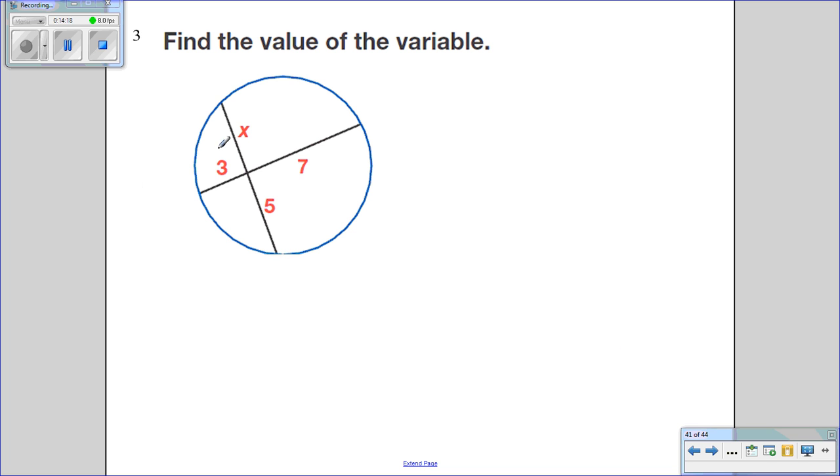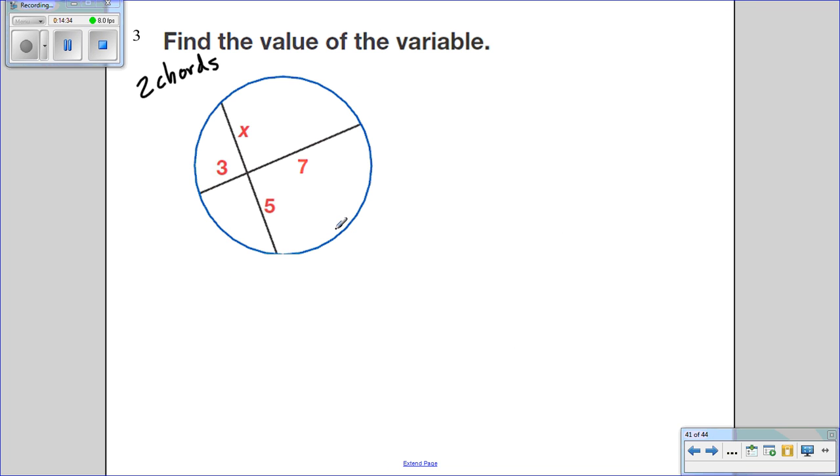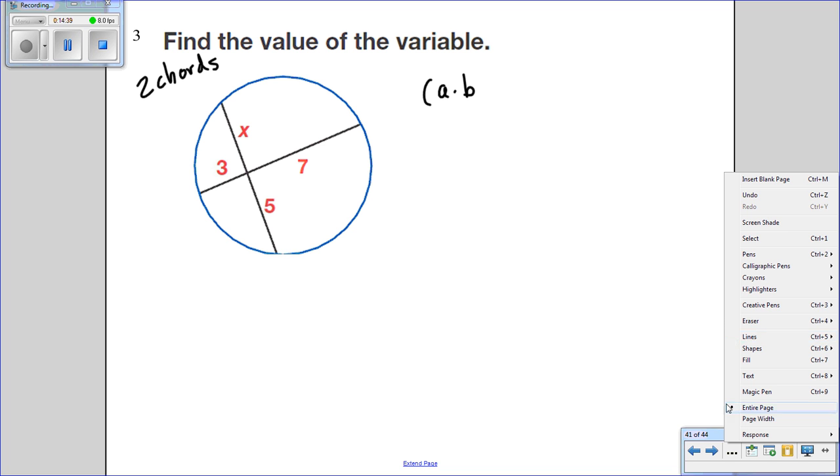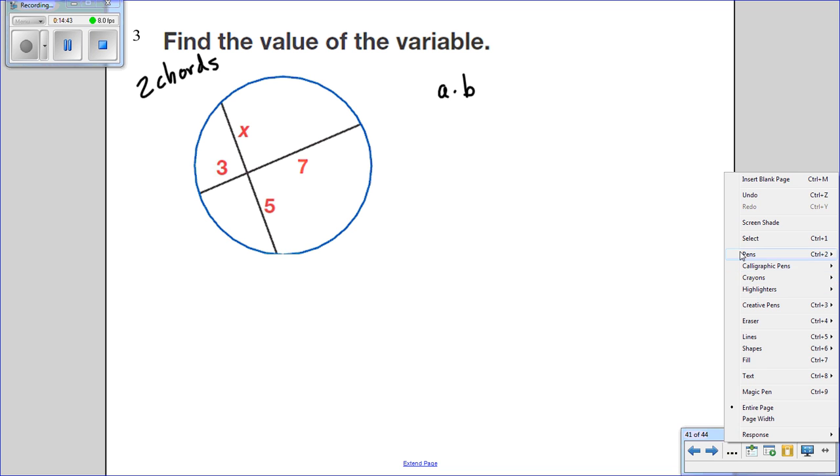Okay, let's try another example here. All right, so this one is two chords. So going back to our diagram, two chords is this equation right here: A times B equals C times D. Let me write out that. So it would be A times B. Actually, I don't need parentheses. A times B equals C times D.